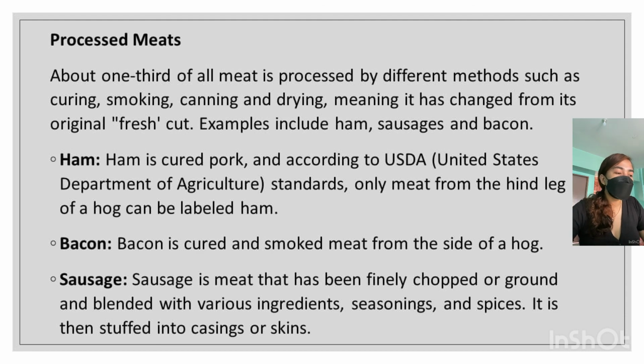So ham is cured pork, and according to USDA or United States Department of Agriculture standards, only meat from the hind leg of a hog can be labeled as ham. Bacon is cured and smoked meat from the side of a hog. Next, the sausage. Sausage is a meat that has been finely chopped or ground and blended with various ingredients, seasonings, and spices, so it is then stuffed into casings or skins.